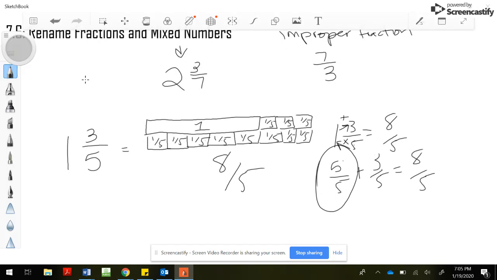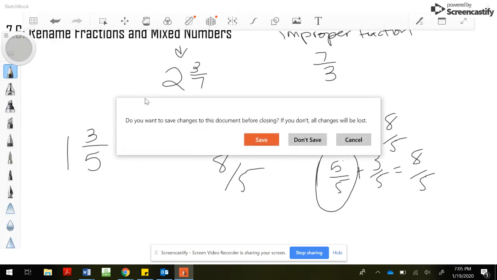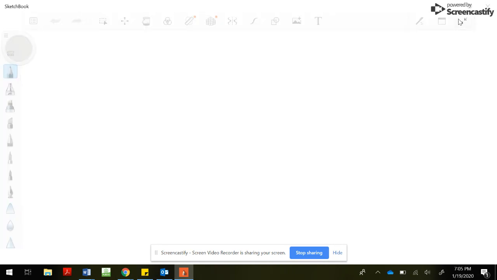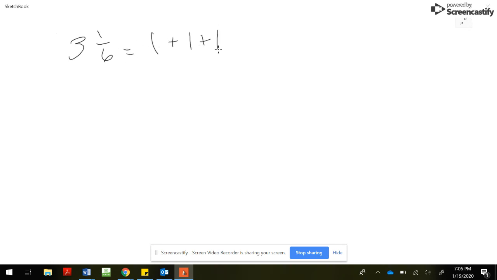So then let's look at some more examples, some larger mixed numbers. We might get something like 3 1/6. I could draw out all of those model pieces, but that's going to take me a long time. I could say that 3 1/6 is like 1 plus 1 plus 1 plus 1/6. All these ones we know would be 6/6 plus 6/6 plus 6/6 plus 1/6. Now I just add across.